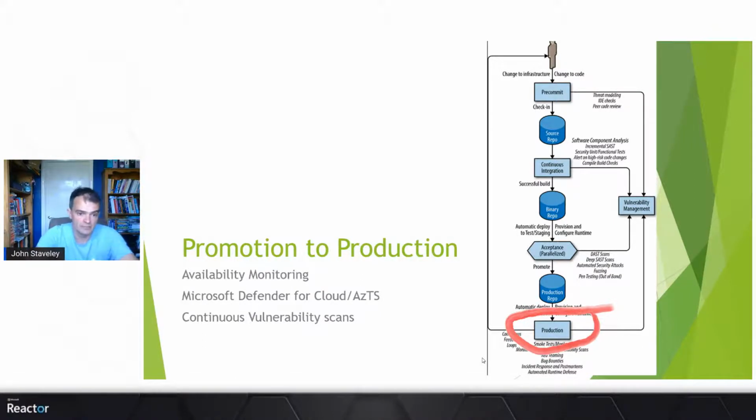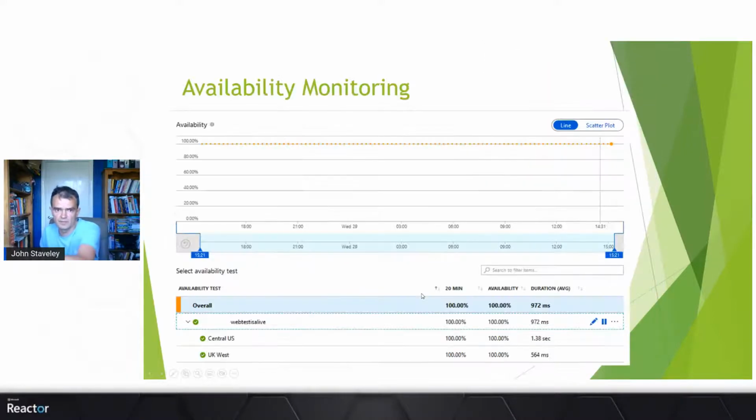So looking at availability monitoring, which happily comes as part of Azure. And then looking at Microsoft Defender for the Cloud or AZTS, which I mentioned previously, to check that what we thought our secure settings were are actually what has made it into our production environment, and then get feedback through continuous vulnerability scans. I'll be going through each of those three in turn.